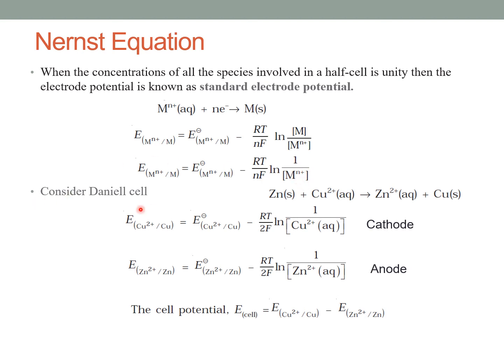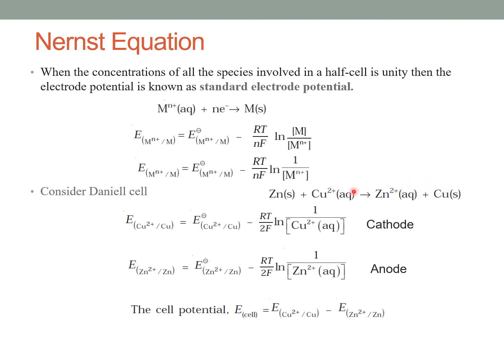We will see that. For example, take a Daniell cell, which is a galvanic cell, where zinc and zinc 2 plus is one electrode couple and the other is copper 2 plus and copper. The reaction of the cell is solid zinc reacting with aqueous copper 2 plus, giving aqueous zinc 2 plus plus solid copper. Here you can see the oxidation takes place at the anode, which is the zinc, and the cathode is copper 2 plus and copper.